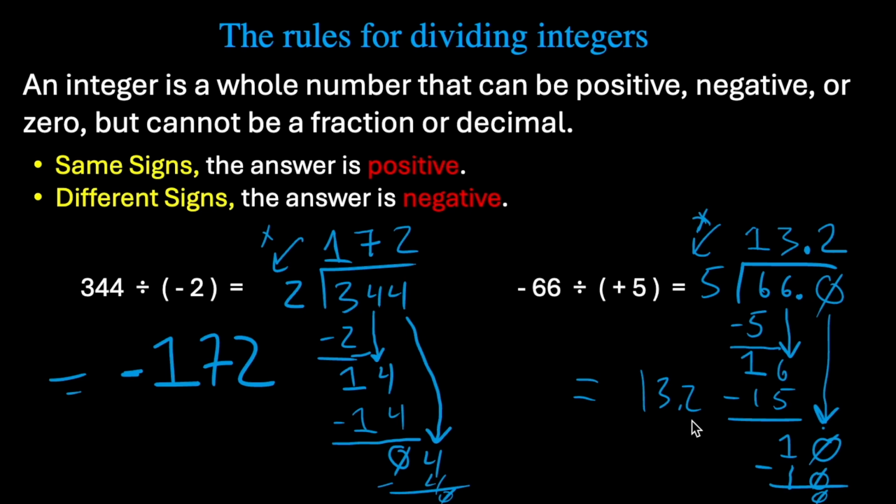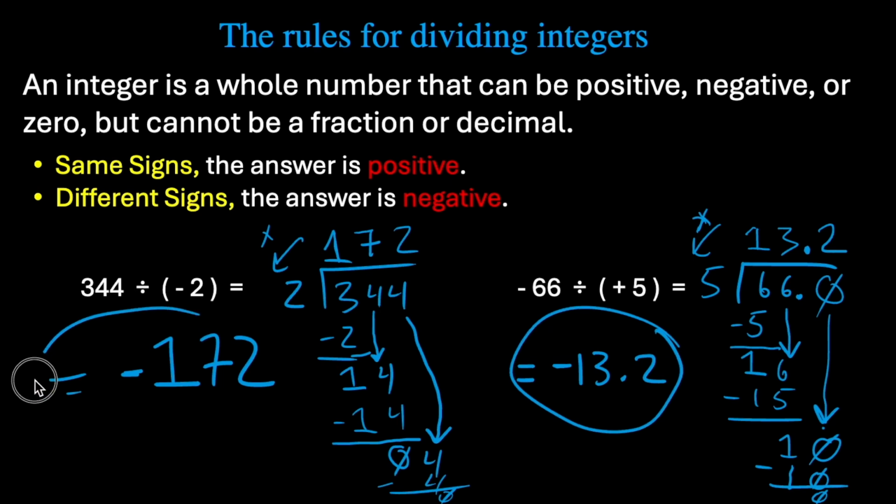Now, we're dividing two numbers with opposite signs, so our answer will be negative. So it will be negative 13.2. That is your answer.